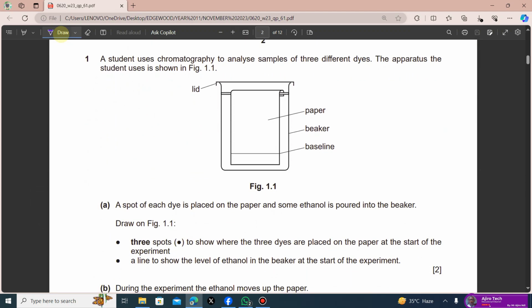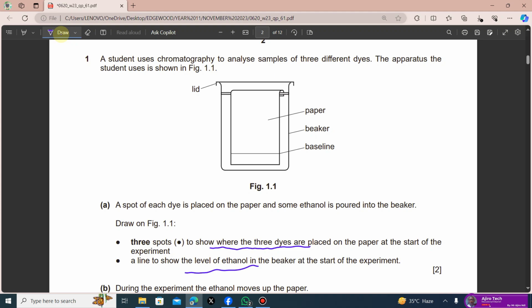All right, so the first one says a student uses chromatography to analyze samples of 3 different dyes, and this is the setup as shown in the figure. What the question wants us to do first is to draw 3 spots to show where the 3 dyes are placed on the paper at the start of the experiment, and also a line to show the level of ethanol in the beaker at the start of the experiment. So we go straight to doing that.